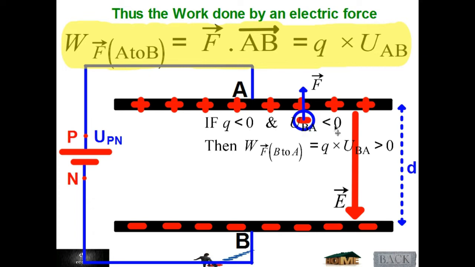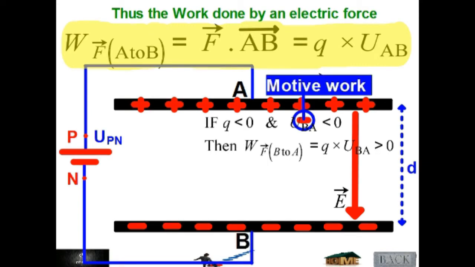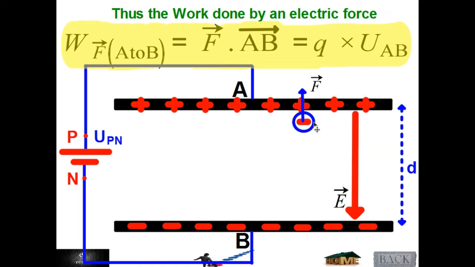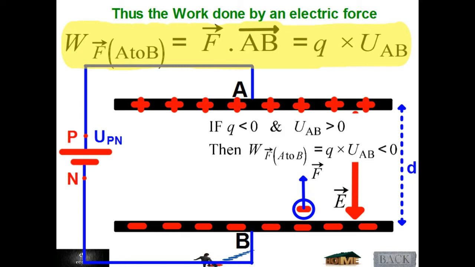Thus negative times negative, the work is positive, and we call it motive work, since the electric force is behind the movement of this charge. But what if I force this charge to go back to the plate? Now the motion is in the opposite direction of the electric force, so the work done by the electric force will now be negative.